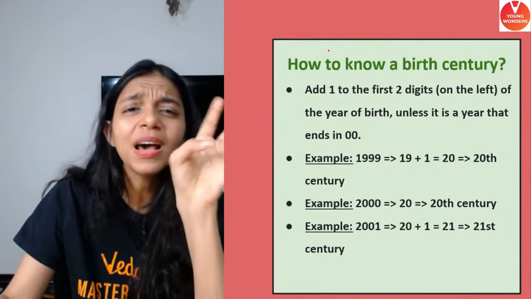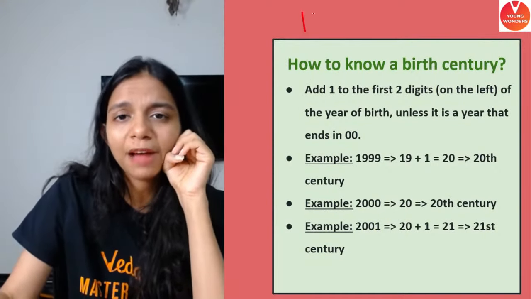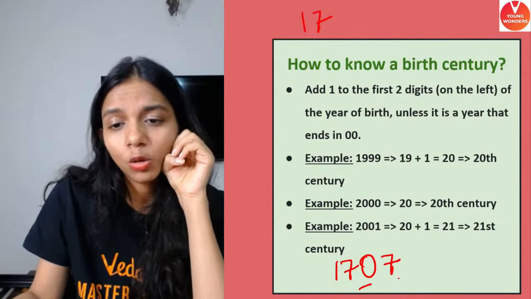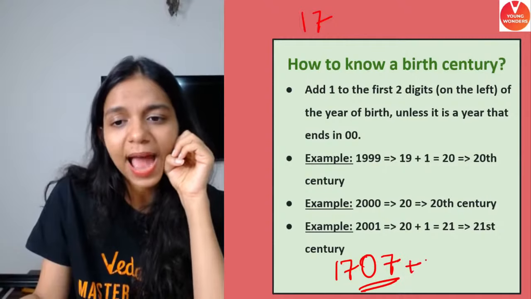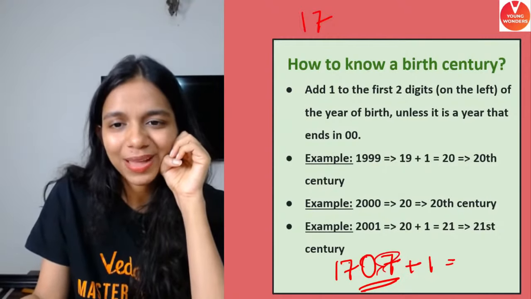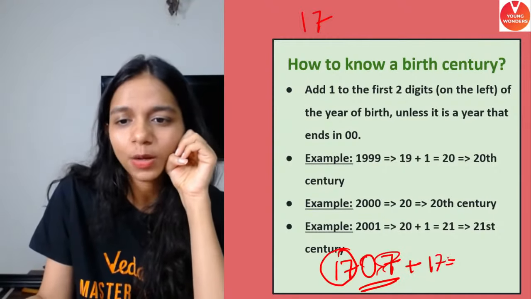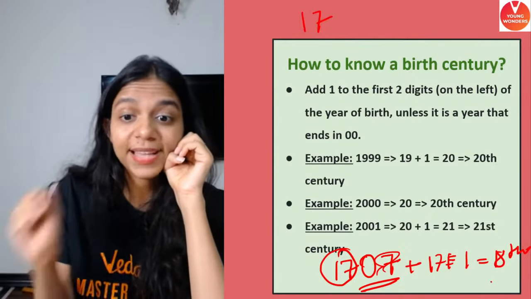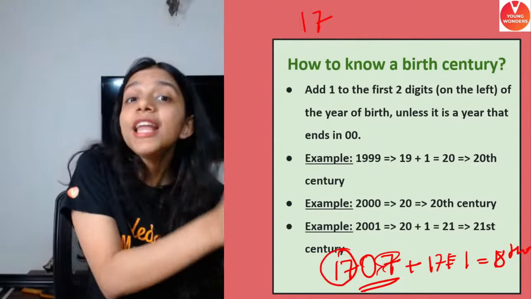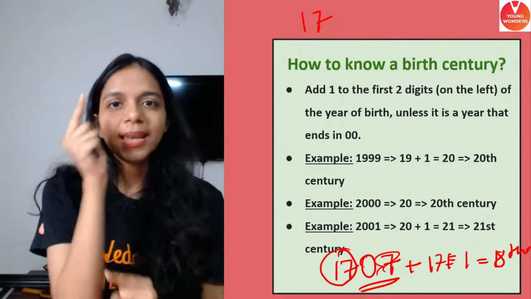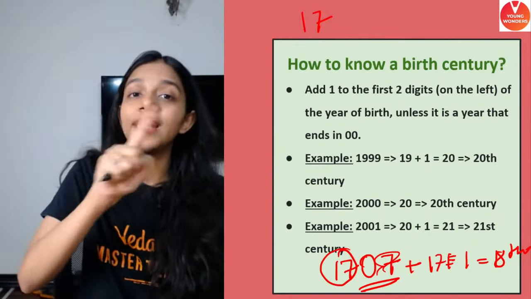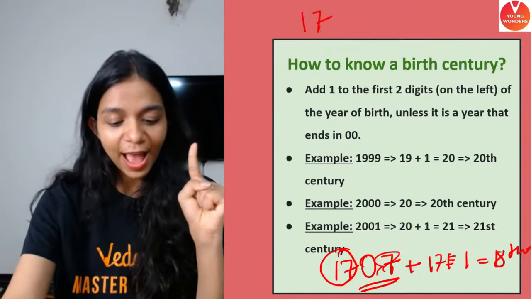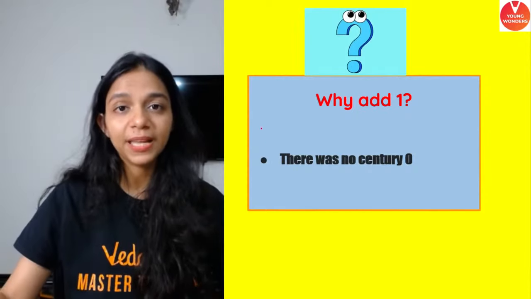If you ever get confused, what do you have to do? 17, for example, 1707, you take the last two digits, add 1, and you take the first two digits, add 1, and that is the century in which you live. 1707 is early 18th century. 1903 is early 19 plus 1, 20th century. Got it? I hope your century concept is clear.